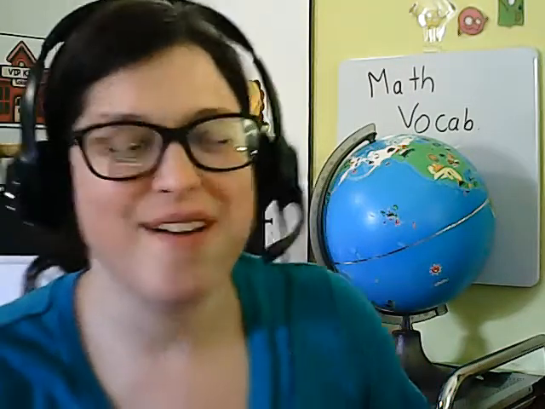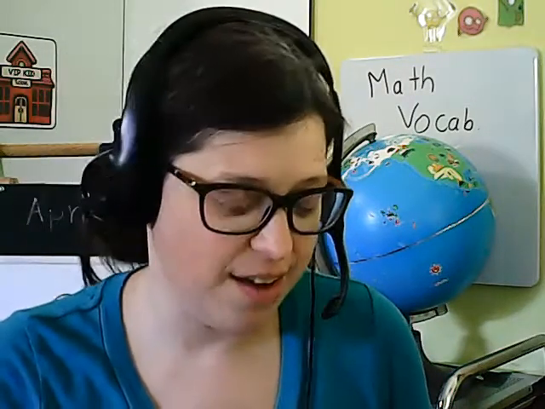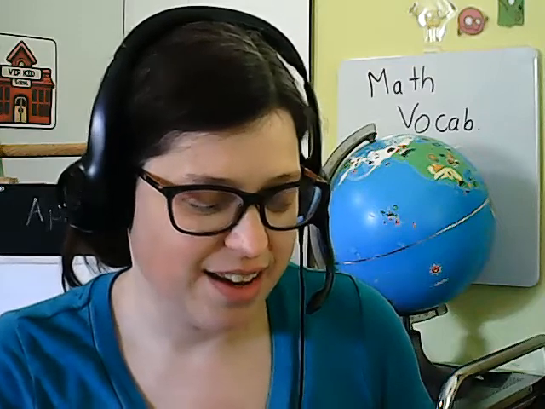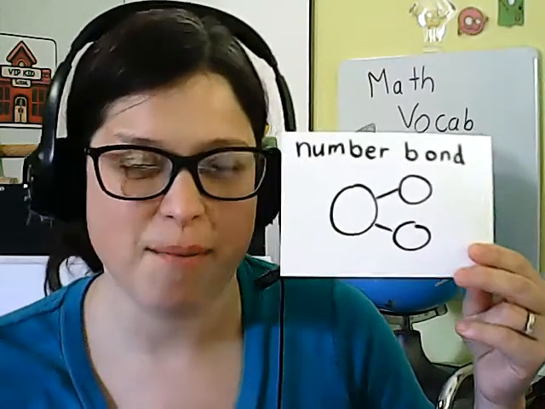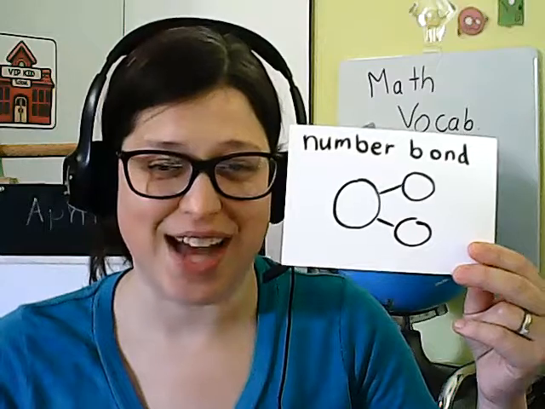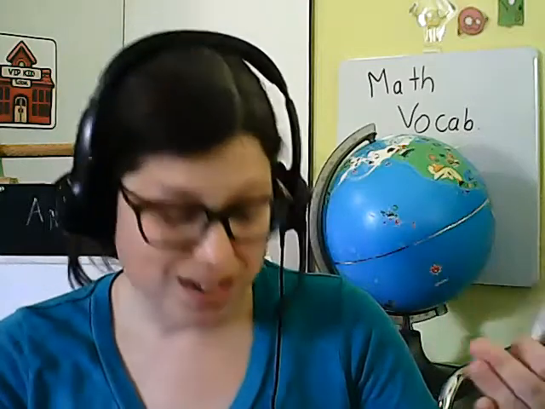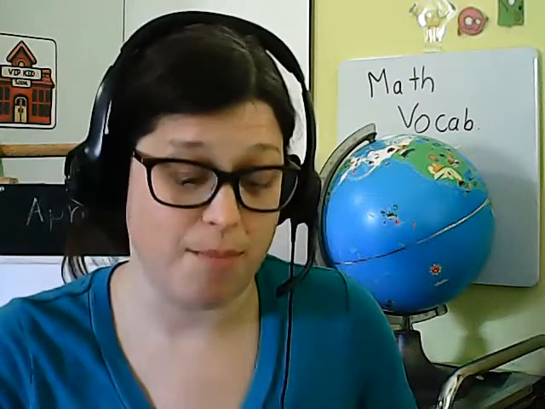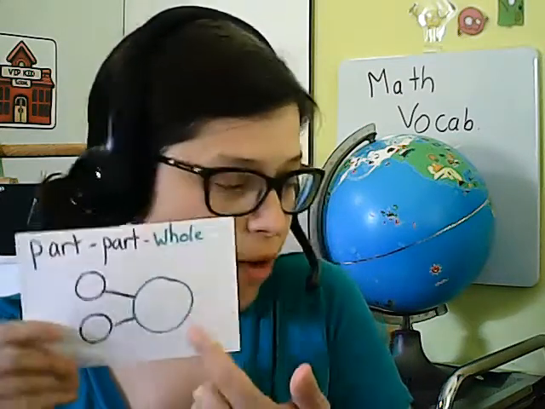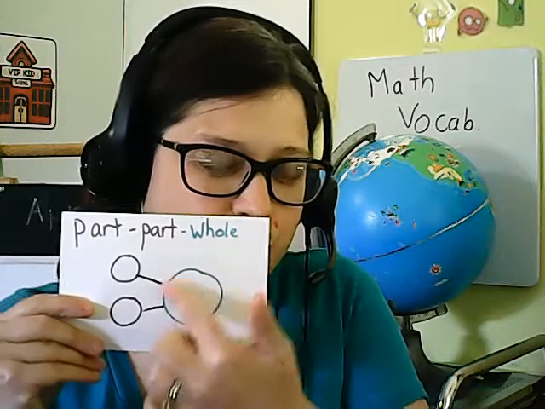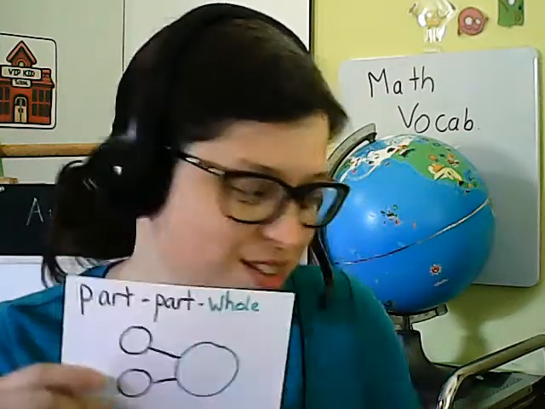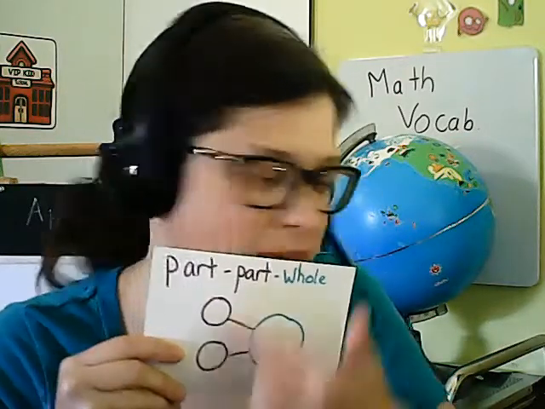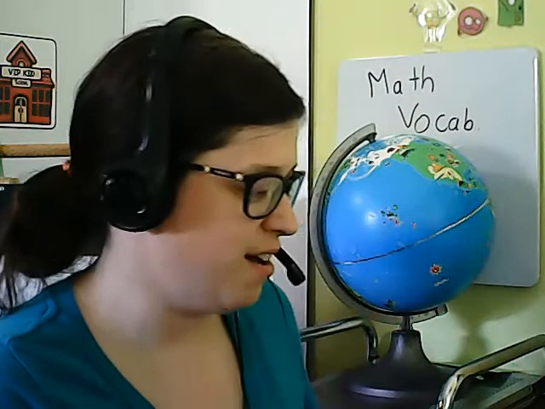Great. All right. We've also been working a lot with this number bond, and a number bond is just a way to organize your part whole when you're looking at breaking apart and putting together numbers. Your whole, of course, would be the big number that goes here. Your parts would be the smaller numbers that go here.